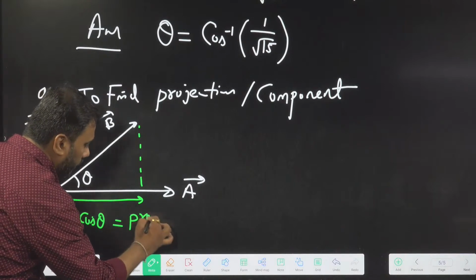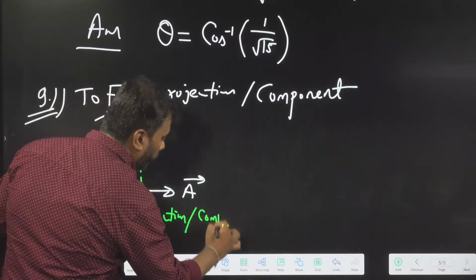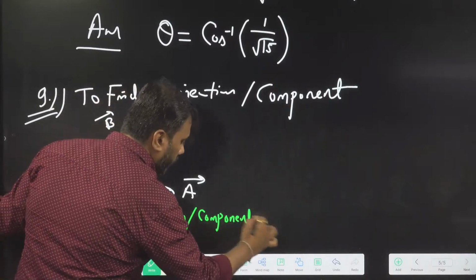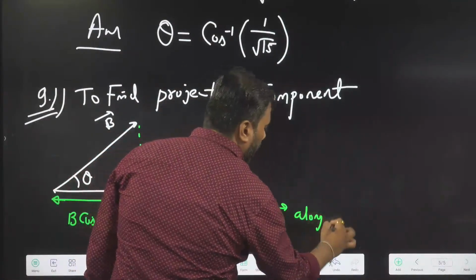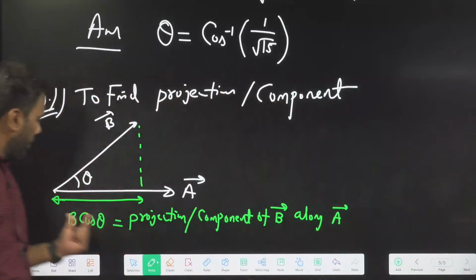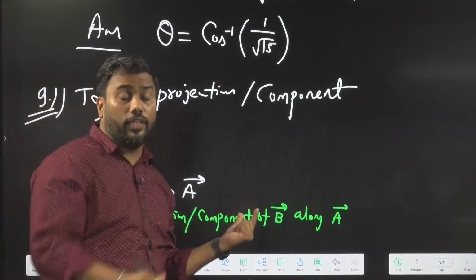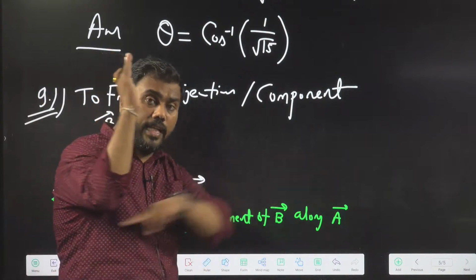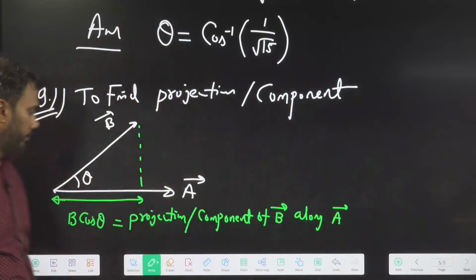B cos theta is the projection, oblique component, of b vector along a vector. B cos theta. What is theta here? Theta is the angle between the directions. If B vector is making theta angle with the a direction, B cos theta is the component.